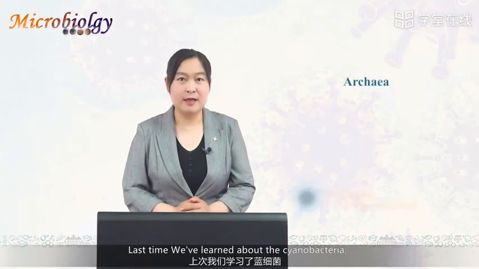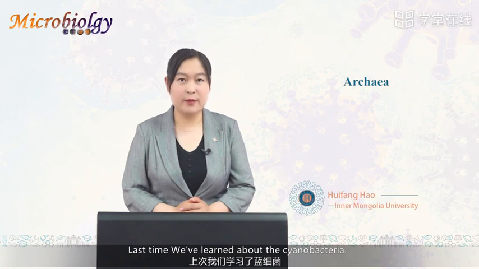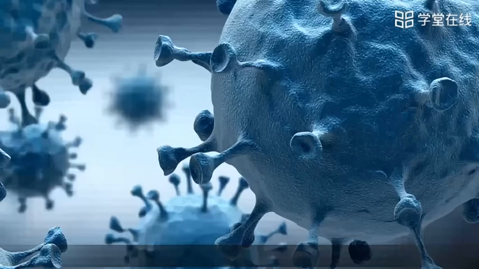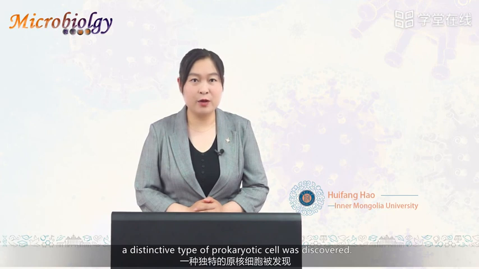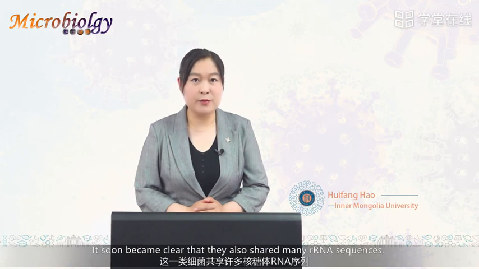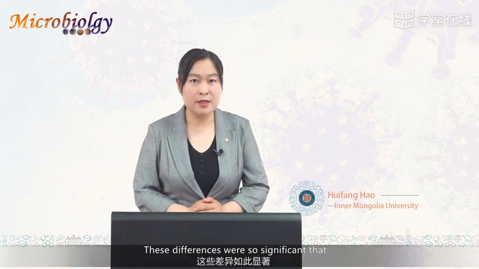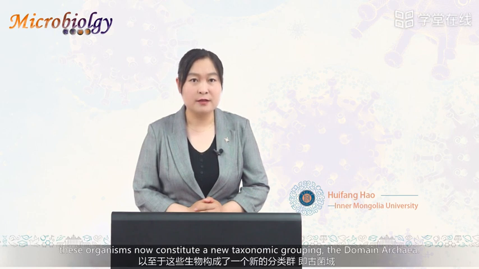Hello class. Last time we learned about the cyanobacteria. In this lecture, we are going to learn about the archaea. In the late 1970s, a distinctive type of prokaryotic cell was discovered. It soon became clear that they also shared many RNA sequences, and the sequences were different from both those of the domain bacteria and the domain eukarya. These differences were so significant that these organisms now constitute a new taxonomic grouping, the domain archaea.